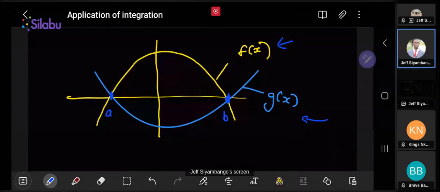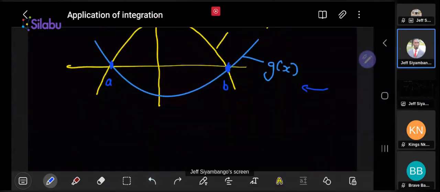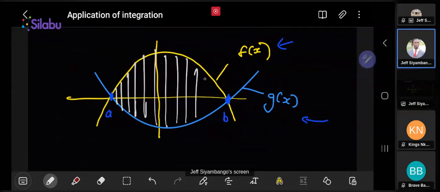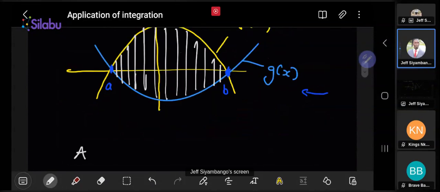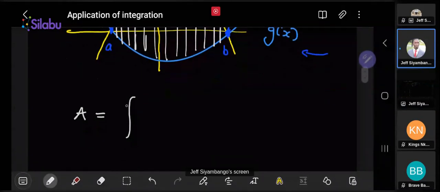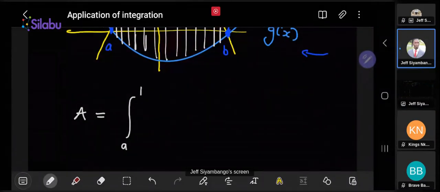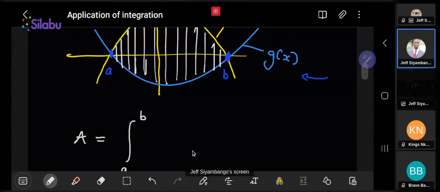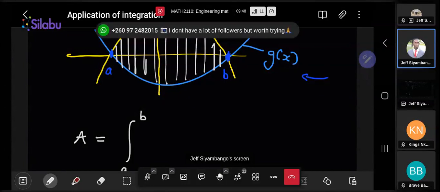So I can say the area enclosed by our two curves, here of course I'm going for this area here, so this part here, can be evaluated by evaluating the integral. The boundaries are going to change from A to B. When you look at A and B, these are more like intervals on the x-axis. So these are intervals on the x-axis.